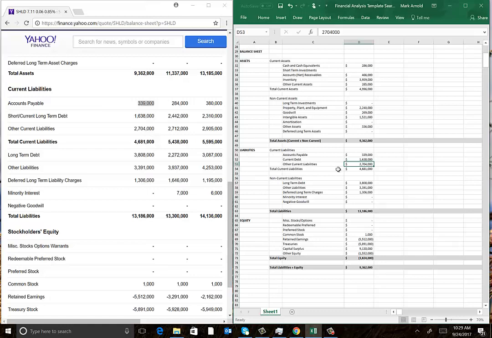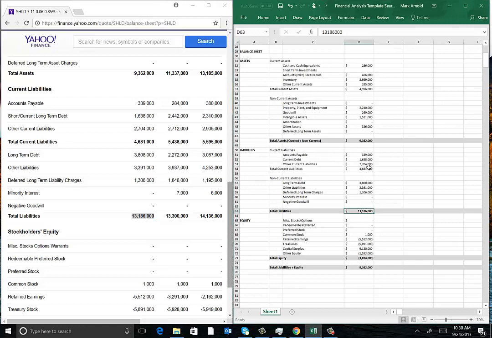Okay. And what we're going to do then is double check our liabilities here. Okay, again, enter the number directly. Total current liabilities, these are things that are owed within 1 year, 4,681,000. Okay, long-term debt 3808 right here. Other liabilities 3391, got it right there. Deferred long-term charges 1306, and then 0 for minority interest, 0 for negative goodwill. And again, enter the number here in this space right here.